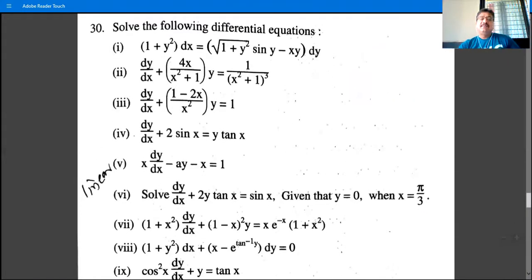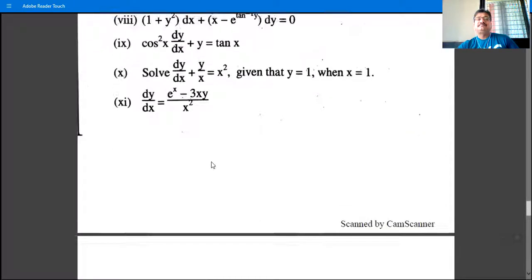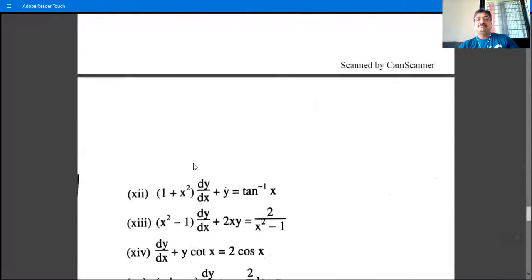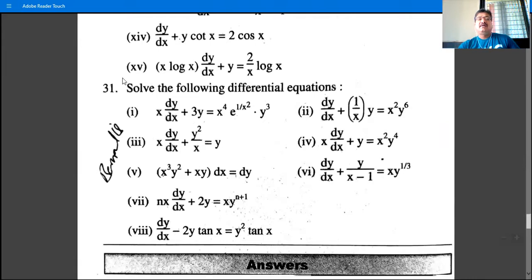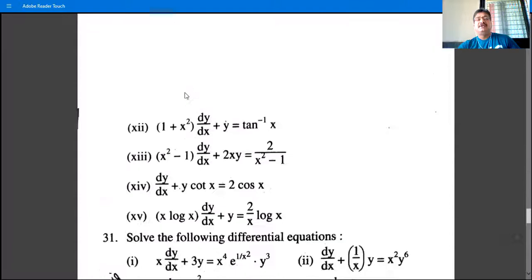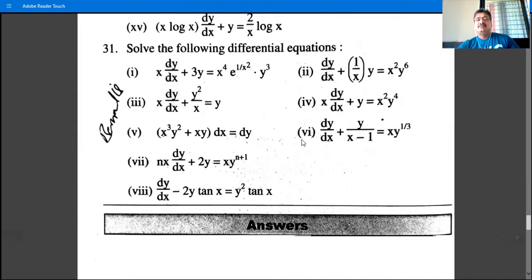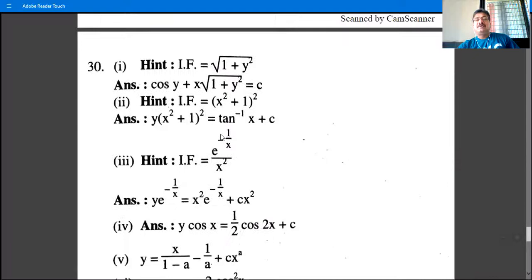So these are the problems on linear differential equations for homework. Solve all these problems, 15 problems in all on linear differential equations. And these are the 8 problems on Bernoulli's differential equation. So solve all these problems.